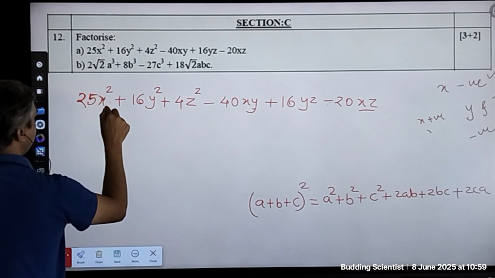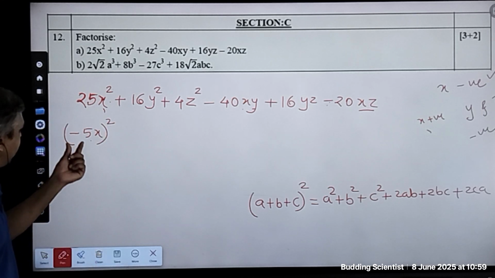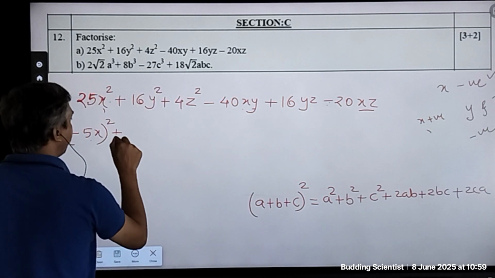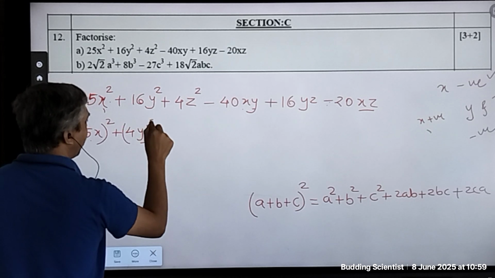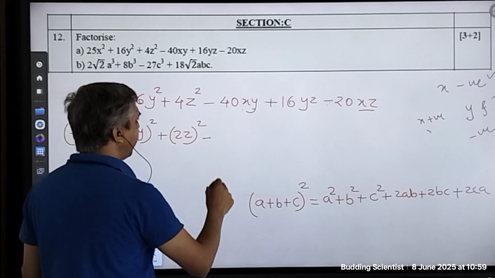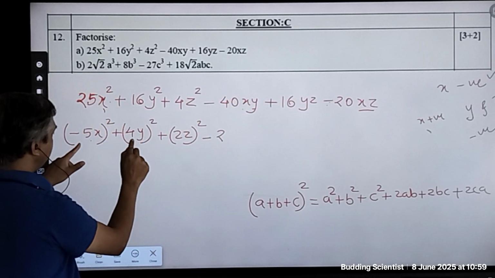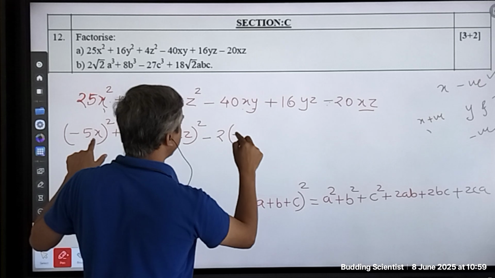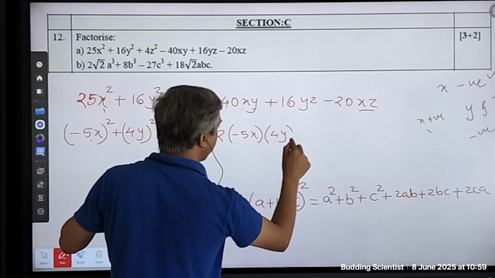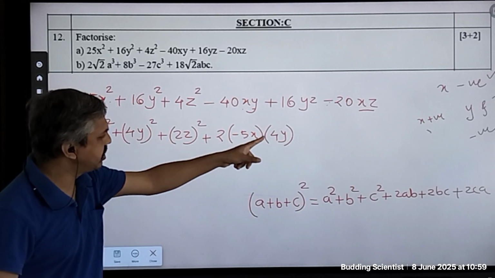So I am going to say 25x square, so this is minus 5x the whole square. Why is the coefficient taken negative? Because I already have seen the pattern. Then this is plus 4y the whole square, 4z square, 2z the whole square, minus 40. I am just checking 2 into these two values, minus 5x into 4y. Let's check if we actually get minus 40. 2 into minus 5 is minus 10, minus 10 into 4 is minus 40.